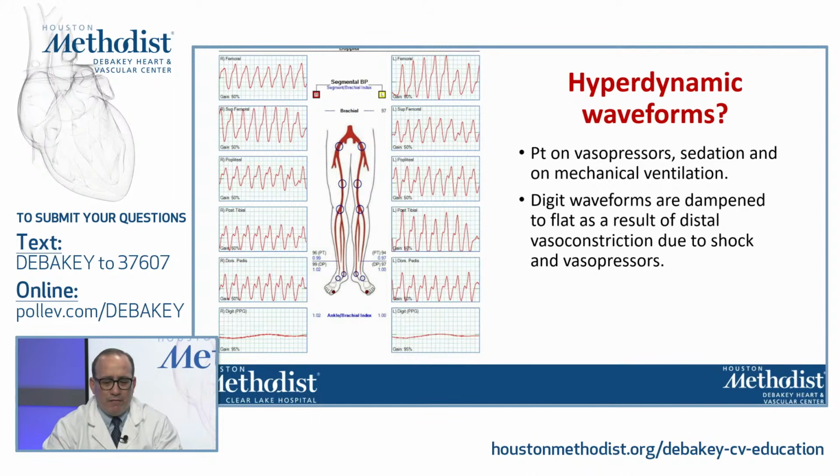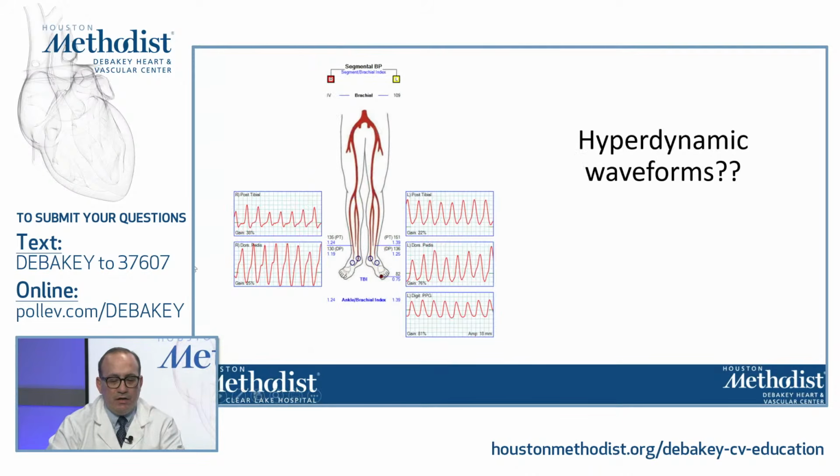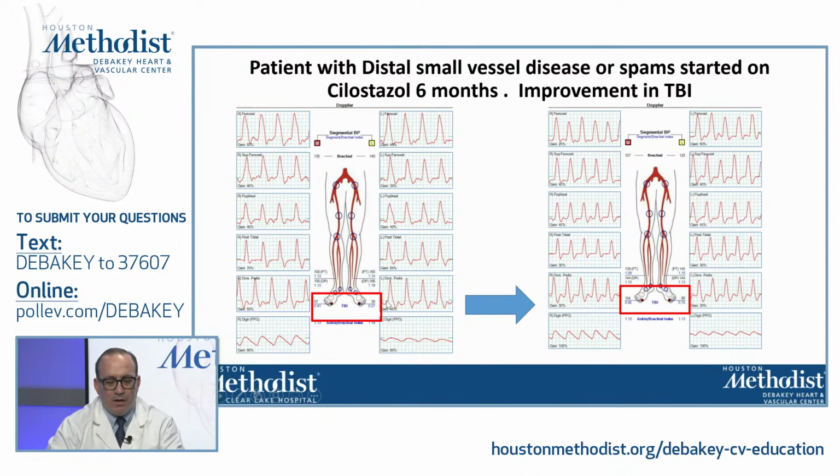And the digital waveforms are significantly dampened, considering that there's adequate perfusion, as we see up top. This patient is on significant vasopressors, causing distal peripheral vasoconstriction. We're going to give some examples of what shock would look like and how shock improves when it's resolved. Here are some other waveforms that I will call hyperdynamic, on a patient who's tachycardic, almost in shock, and has increased cardiac output.